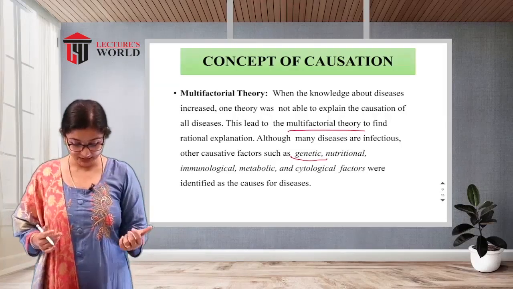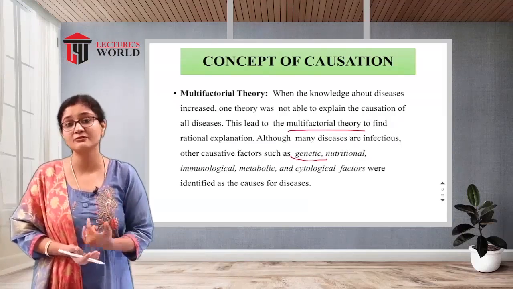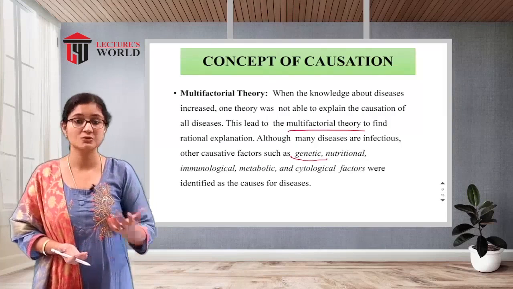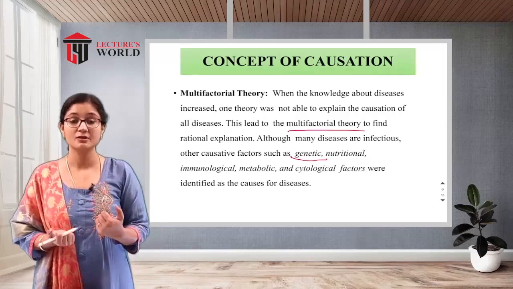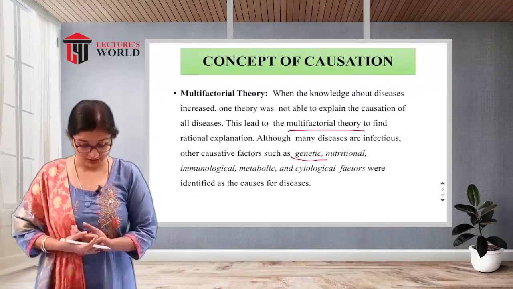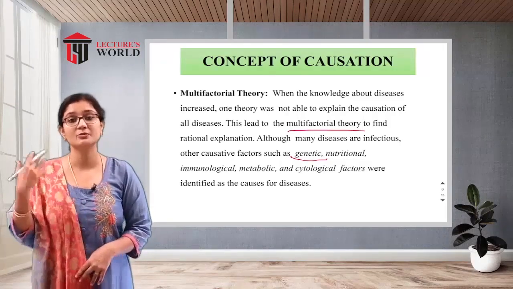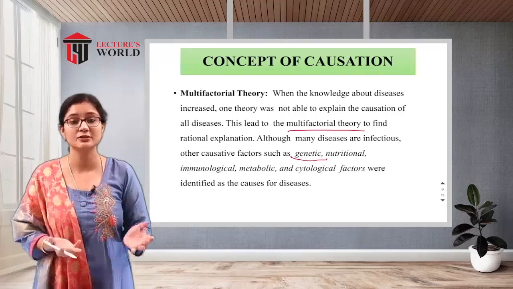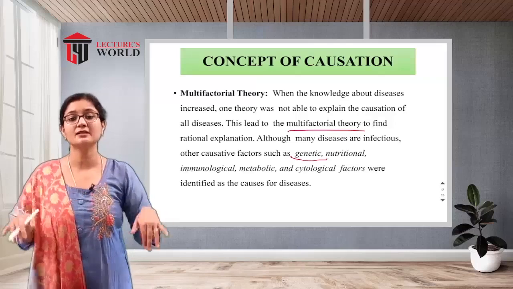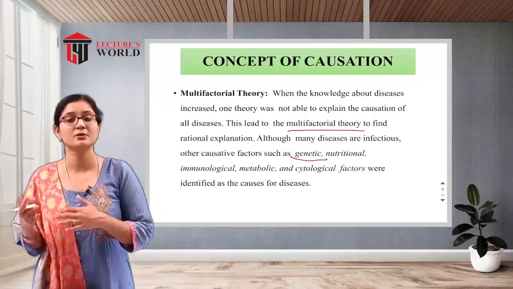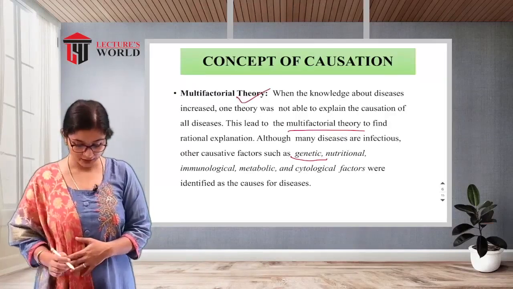Next is immunological. Again, our immunity going down. You can understand this if we are suffering from some chronic diseases, or some communicable diseases, or some immunocompromised status like HIV. Next are metabolic and cytological factors. Metabolic factors mean related to our metabolic system, how it is working, for example if you are suffering from thyroid related problems. Are you understanding? So these are all the different factors which can lead to a person suffering from a disease, or it can be a causative factor.